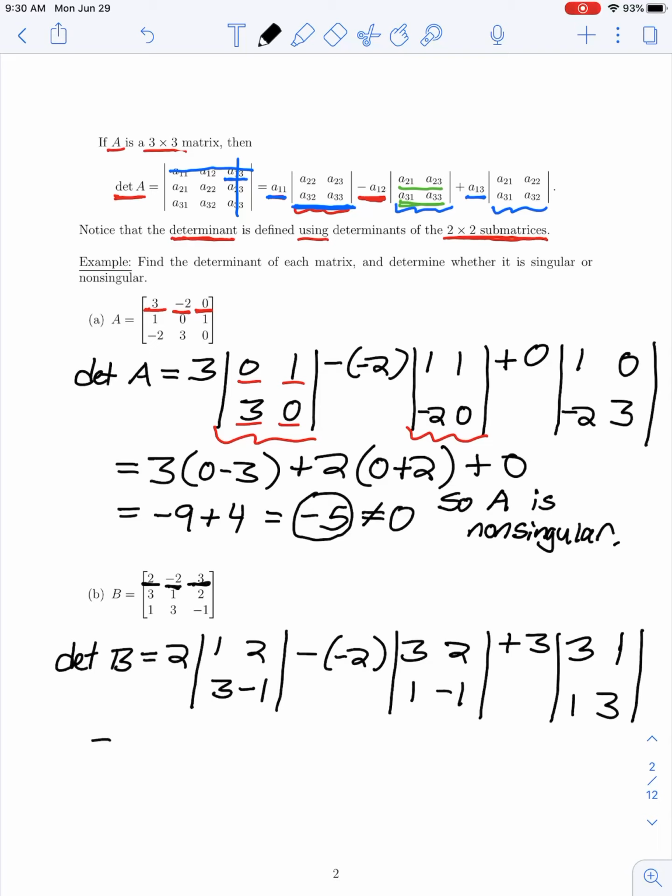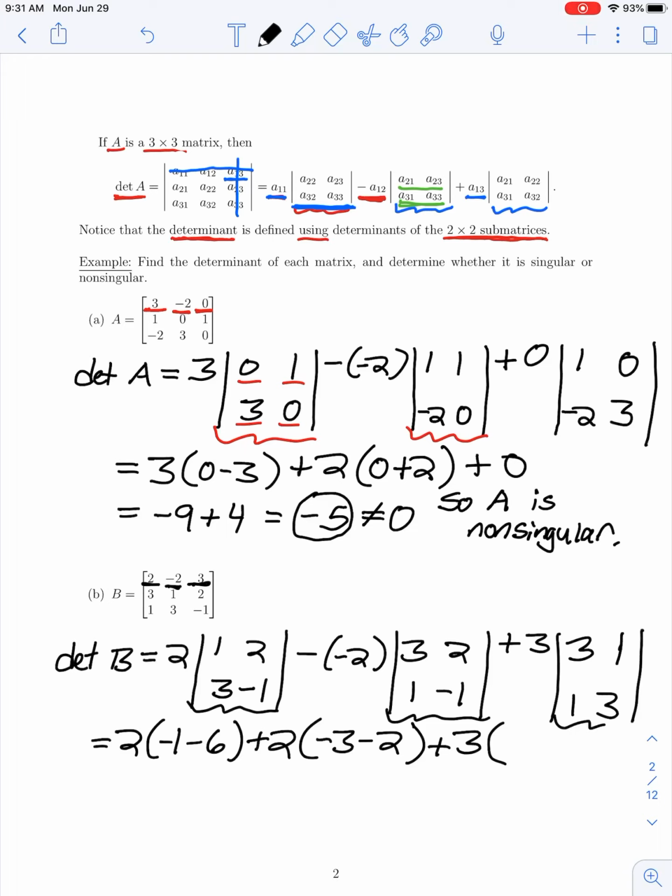So let's see what we have. We had a 2 times a negative 1 minus 6 for the determinant of this first 2 by 2 submatrix. Then minus our negative 2, we have plus 2 times the determinant of the second 2 by 2, which would be negative 3 minus 2. And then plus 3 times the determinant of this last submatrix, which would be 9 minus 1.